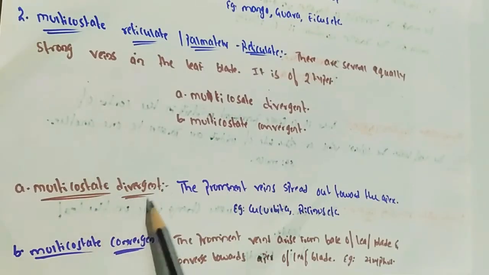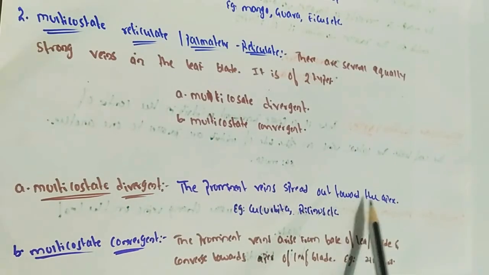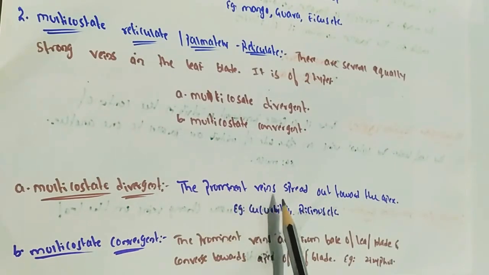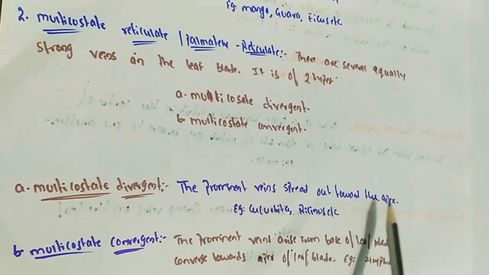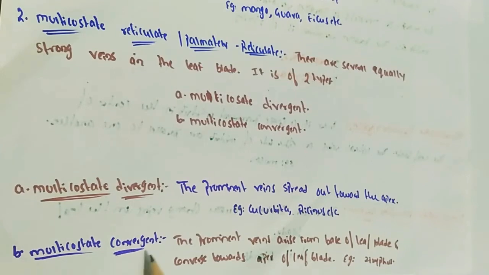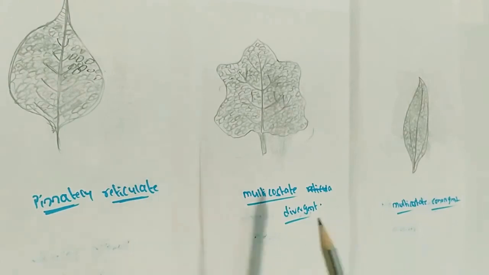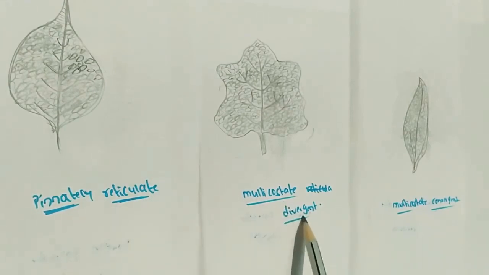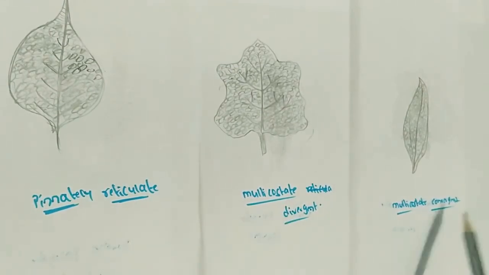Multicostate divergent: the prominent veins spread out towards the apex. Example, cucurbita and ricinus. Multicostate convergent: the prominent veins arise from the base of the leaf blade and converge towards the apex of the leaf blade. Here the veins come closer towards the apex. Example, ziziphus.